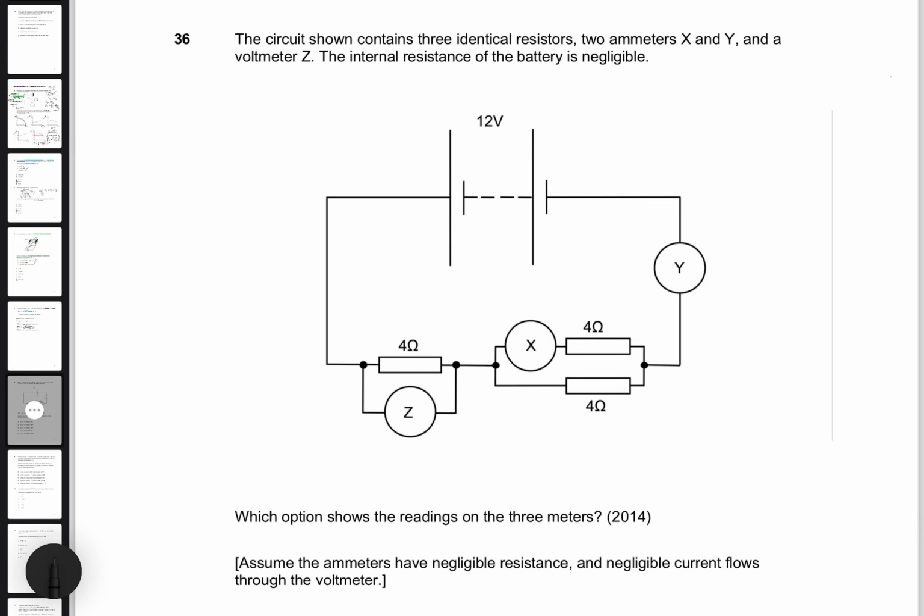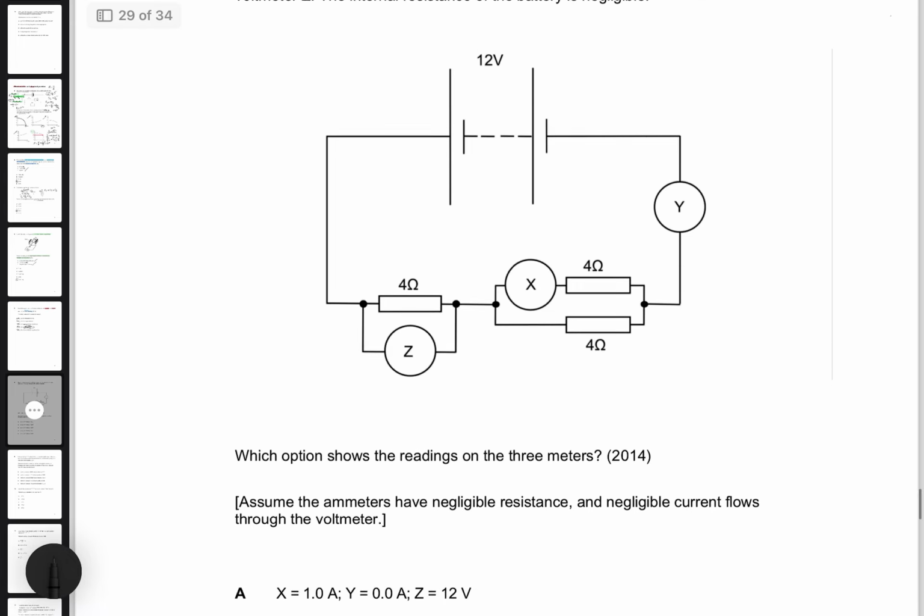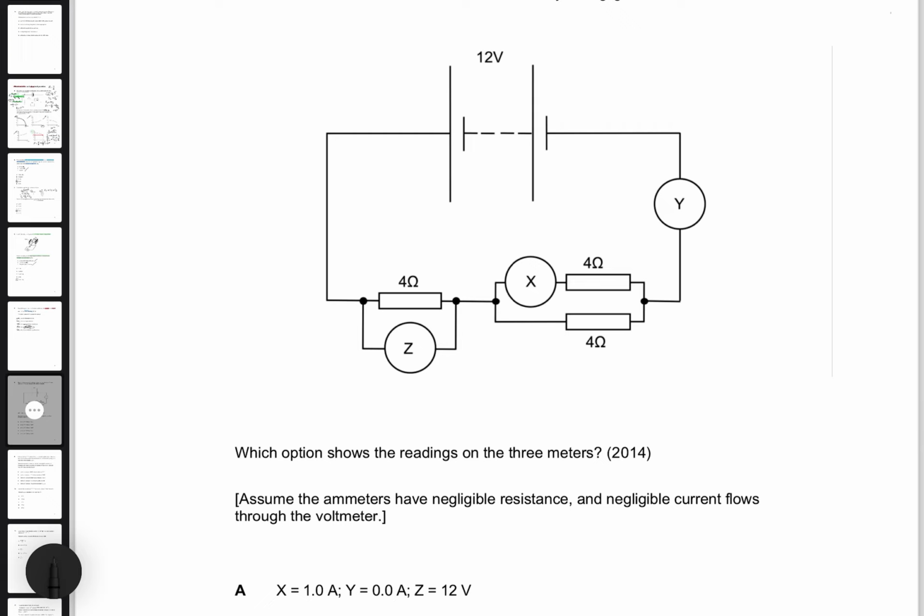All right, let's take a look at 36 now. 36 is again about a circuit, and they're saying the internal resistance of the battery is negligible, thank God. We just have to find the readings of Z, which is a voltmeter, X, and Y. First of all, we have to find the equivalent resistance for this one. These two are going to be in parallel with each other, so we have 1 over 4 plus 1 over 4, and they get raised to a negative power.